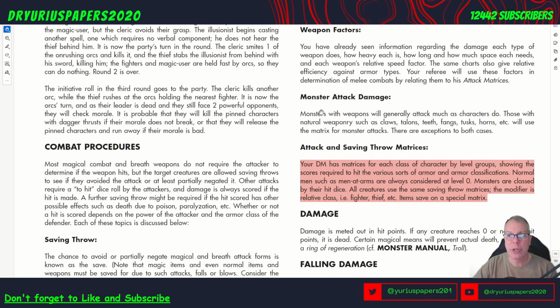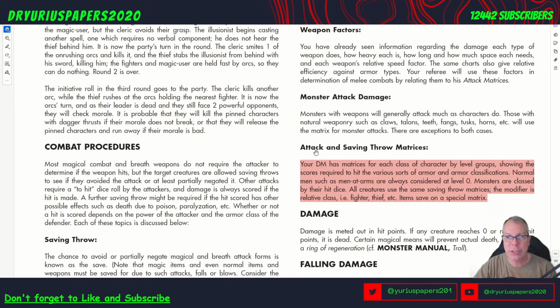Monster attack damage. Monsters with weapons will generally attack much as characters do. Those with natural weaponry, such as claws, talons, teeth, fangs, tusks, horns, etc., will use the matrix for monster attacks. There are exceptions to both cases. This does not appear in this book. This matrix usually is a table that lists the creature's hit die in a column, and the top row lists the various armor classes. You would look up the hit die, go over the column, and find the number you needed to roll on the D20.